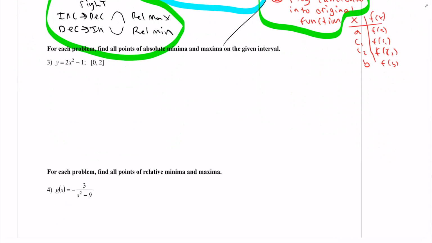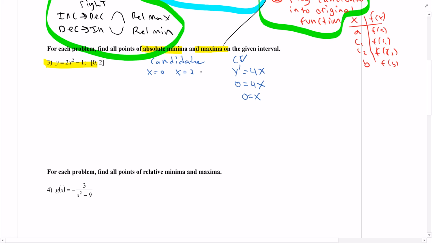Question 3 is we want to find the absolute minima and absolute maxima on the given interval. So remember, what we're looking for are candidates. Two of the candidates are given to us. One candidate is x equals 0, one candidate is x equals 2, and the other candidates are any critical values. We can find critical values by taking the derivative of our function, which in this case is 4x, setting it equal to 0, and we get x equals 0. So that gives me this one again, so I don't need to write it twice.